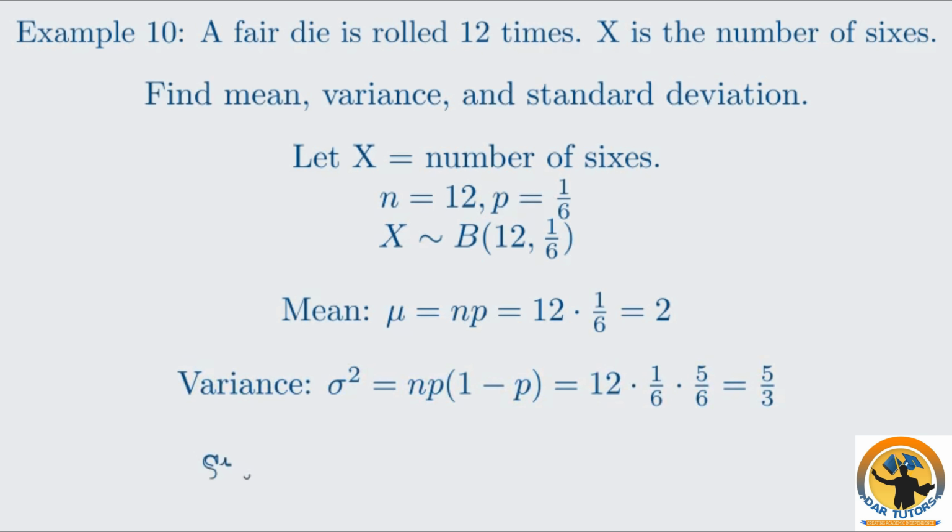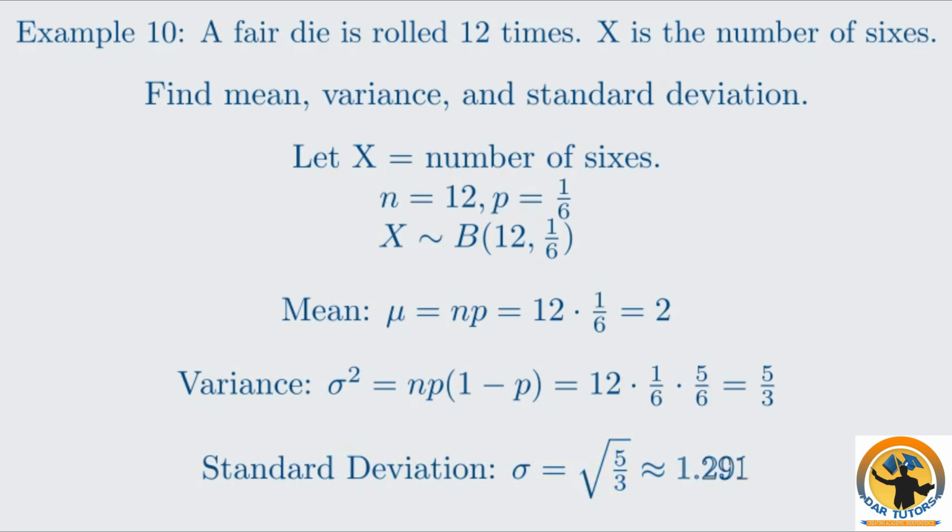The standard deviation, sigma, is the square root of the variance. The square root of 5/3 is approximately 1.291. This tells us that the typical deviation from our expected mean of 2 sixes is about 1.3 rolls.